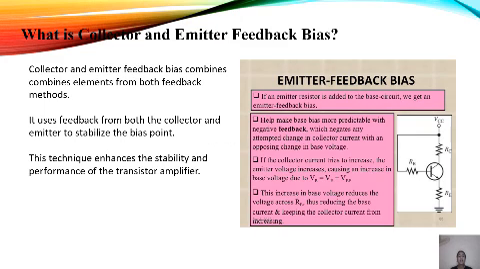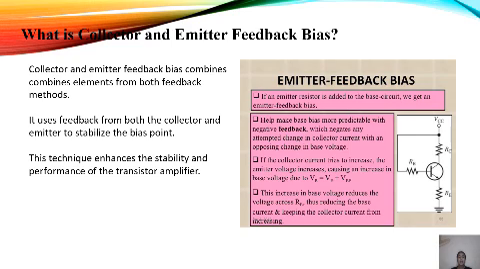What is collector and emitter feedback bias? The collector and emitter feedback bias combines elements from both feedback methods. It uses feedback from both the collector and emitter to stabilize the base point. This technique enhances the stability and performance of the transistor amplifier.